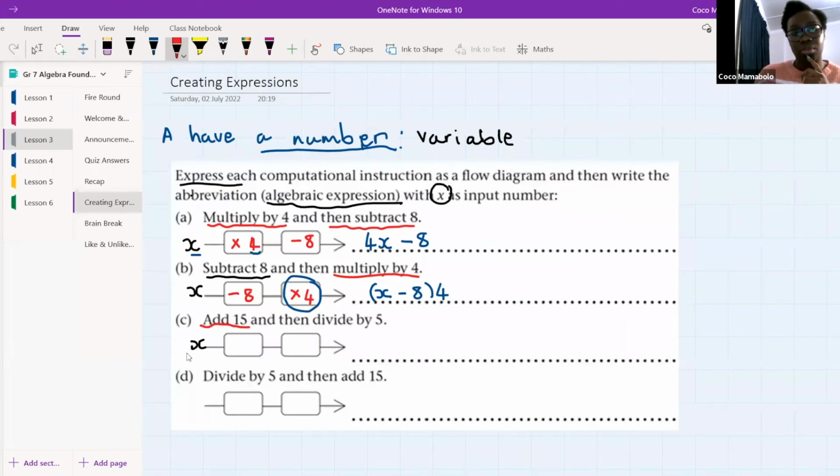Add 15. So what am I going to write in my block? You're going to write plus 15. Good, plus 15. And then what do I need to do? Divide by 5. Excellent. Divide by 5. There we go. So what am I going to write as my expression?